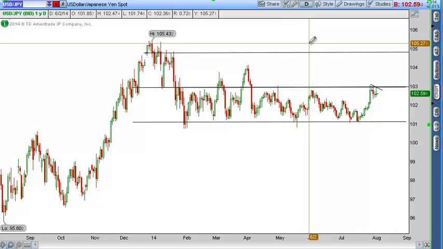Miracle asks, do I use fib retracements only for support, and do I use moving averages? Occasionally we'll use moving averages.